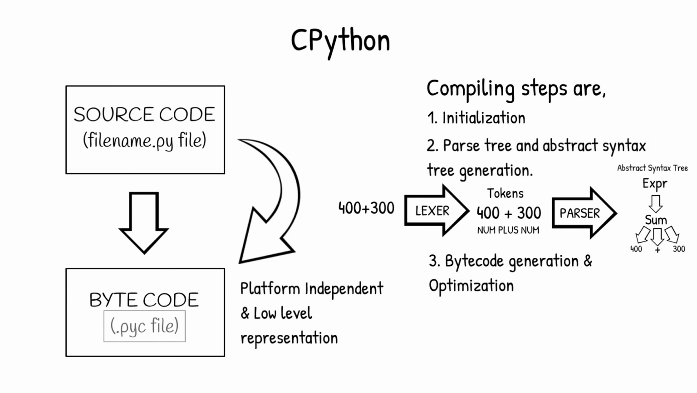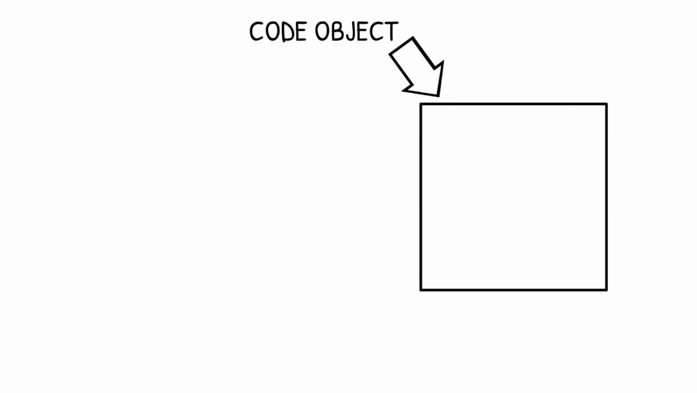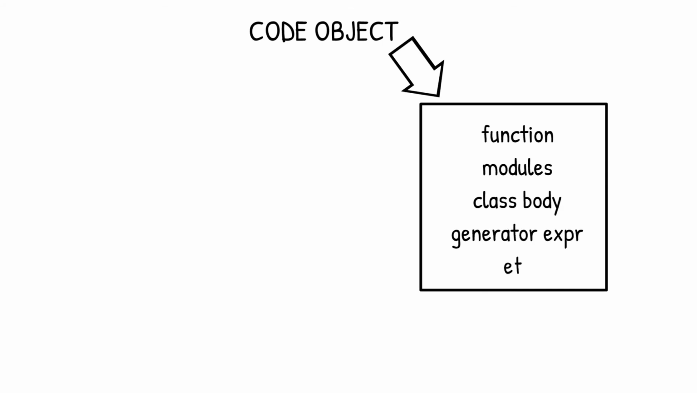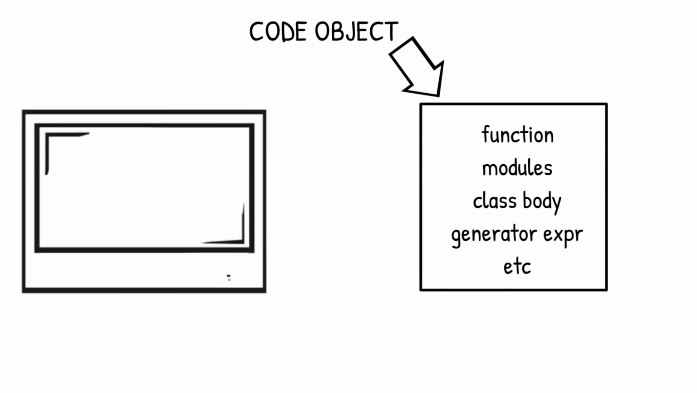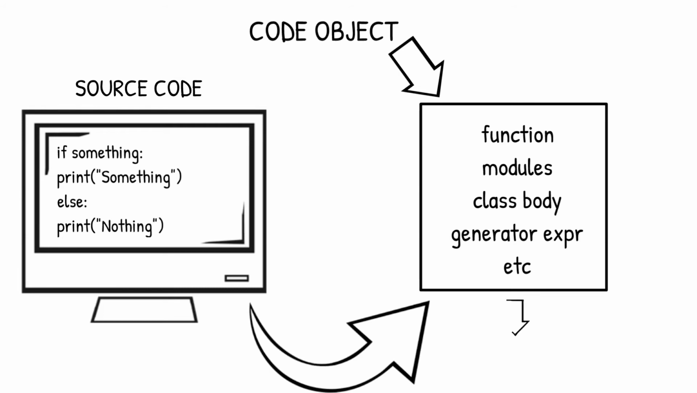Next step is code object optimization and execution. A code object is a compiler internal representation of a piece of runnable Python code, such as a function, a module, a class body, or a generator expression. So basically, code objects are the final representation of the source code after compiling, which resides in .pyc file.